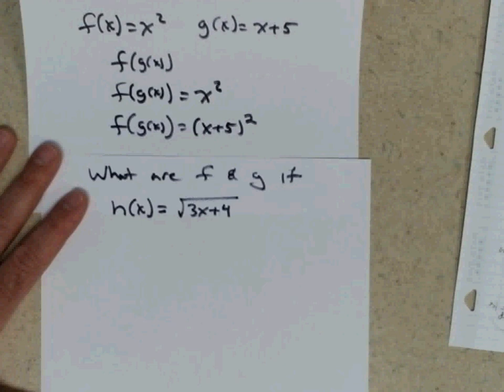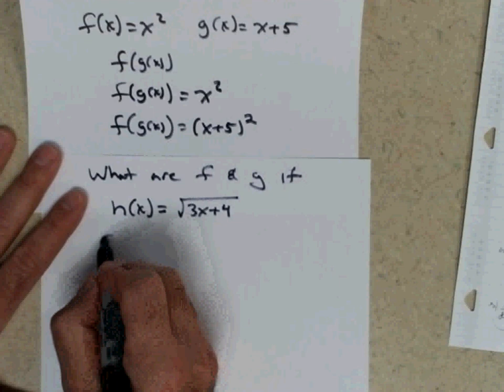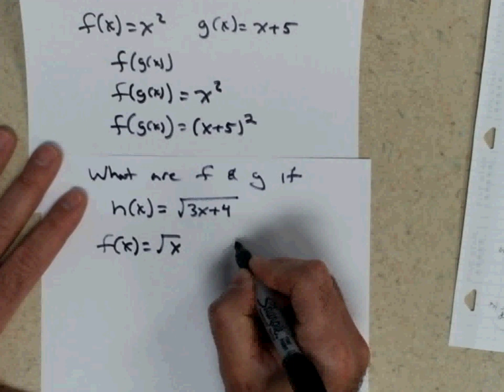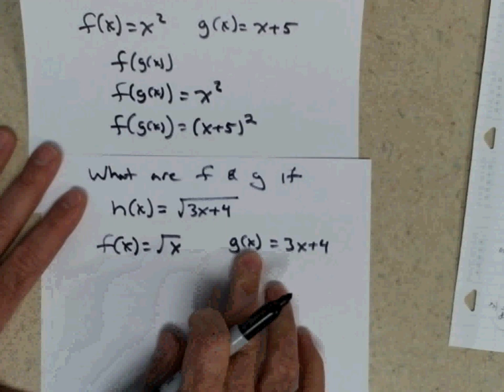Griffin, you have a guess? F is the square root of x. Very nice. So f of x is equal to the square root of x, and g of x is? Very nice, 3x plus 4. Well done. If you have f and g switched, that's fine too, right? But I just want you to identify the two functions.